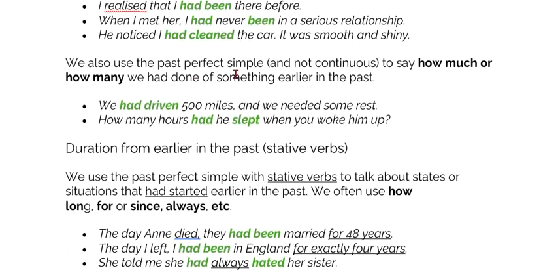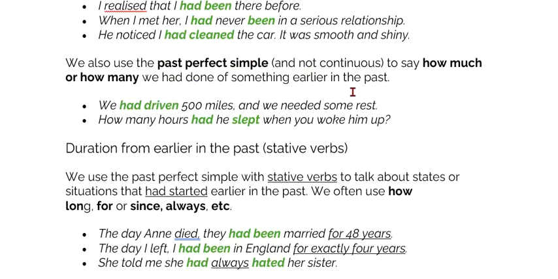We also use the past perfect simple, and not the continuous version, because past perfect also has a continuous version. But now I'm just talking about the simple version of past perfect. We can also use past perfect simple to say how much or how many we had done of something earlier in the past. A very important key point about past perfect.